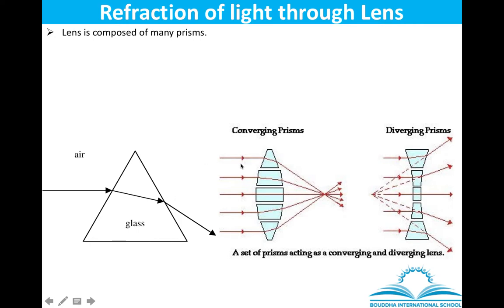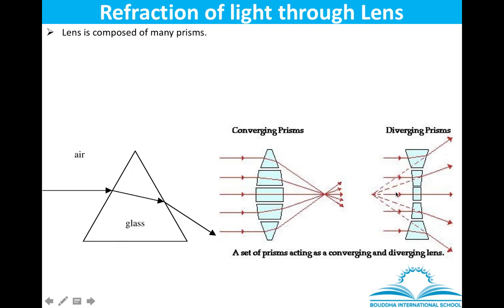So the same concept we apply in convex lens as well as concave lens. So a question may come: why does a convex lens converge the rays of light? Similarly, why does a concave lens diverge the rays of light? The reason is that convex lens and concave lens are composed of multiple prisms. So you can see in this convex lens, in this part the base is down, so the ray of light is bending down. And if you look at this prism, its base is upward, so the ray of light is bending upward.